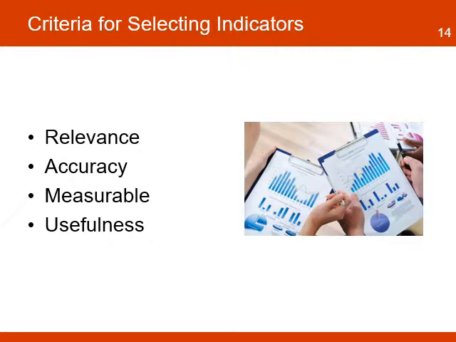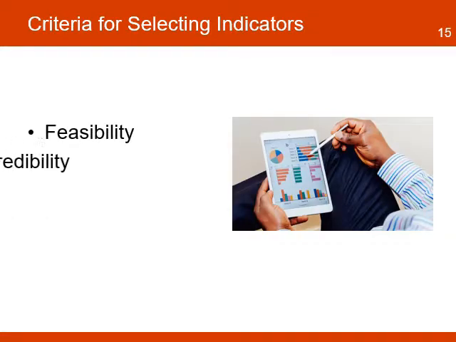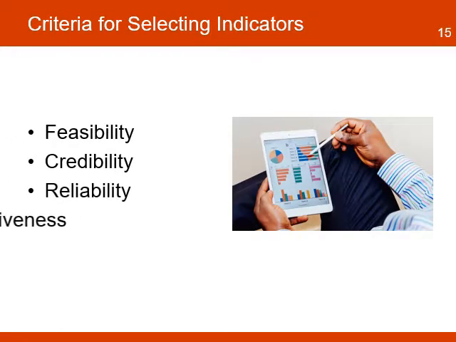Relevance: there is a clear relationship between the indicators and the project objective. Accuracy: the indicator measures what it means to measure. Measurable: the indicators should be capable of being assessed or measured if they are quantitative. Usefulness: the information provided by the indicator is useful to make decisions or improve the performance of the project. Feasibility: data can be obtained with reasonable and affordable effort.